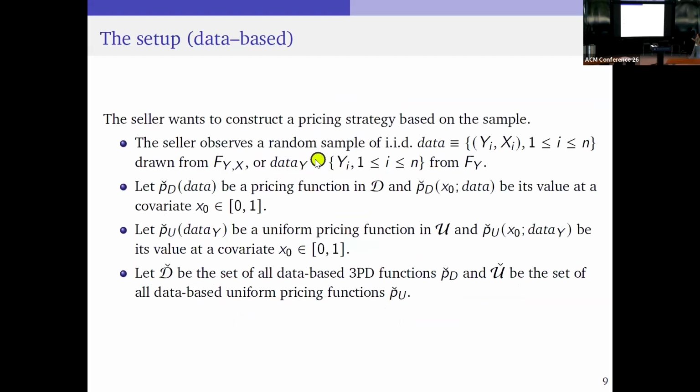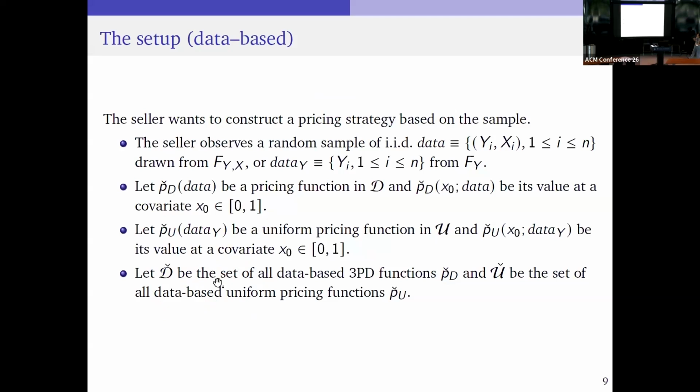So when I talk about third-degree price discrimination based on data, I'm basically talking about a strategy that we're going to construct from the sample of Y_i, the valuation data, and X_i, which is the covariate, drawn from a distribution which is unknown to the seller. And then we're talking about a uniform pricing strategy, basically just utilizing the valuation data.